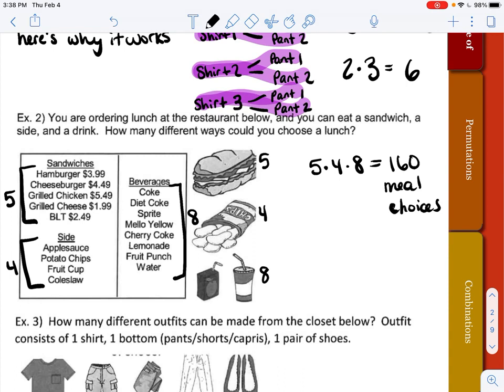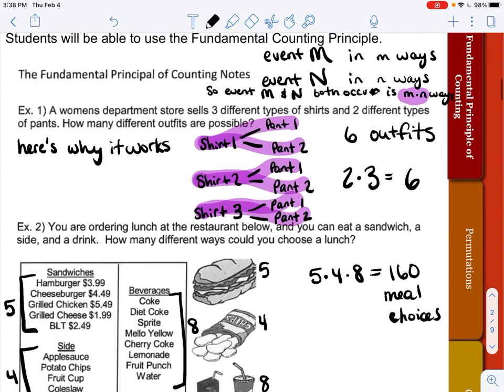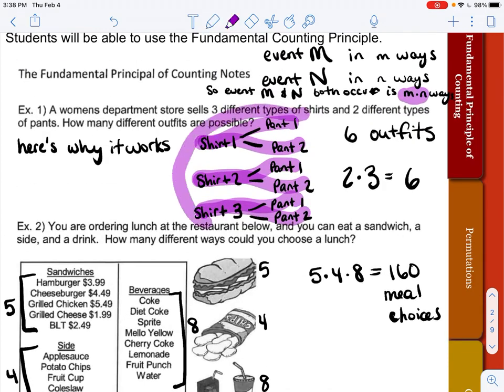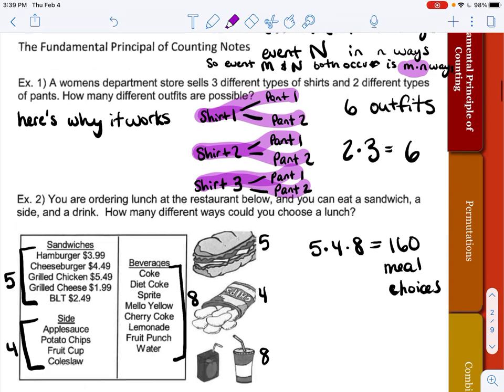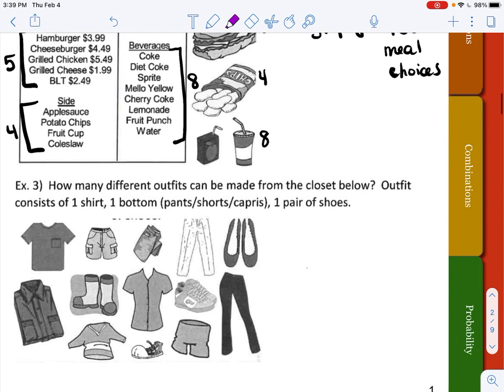Okay, so that is way too many to write out. We would not want to have done a tree diagram there. It's much easier to just use that fundamental counting principle. So we do the same thing on the next one. How many different outfits can be made from this closet below? Outfits consist of 1 shirt, 1 bottom, and 1 pair of shoes.